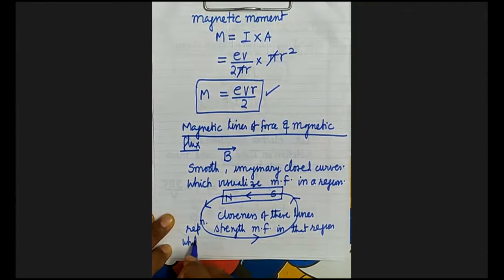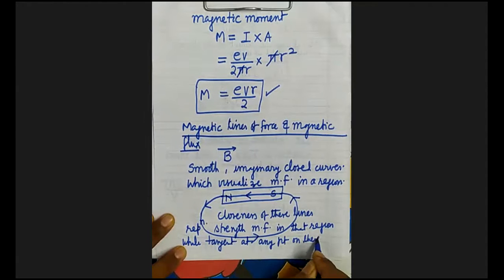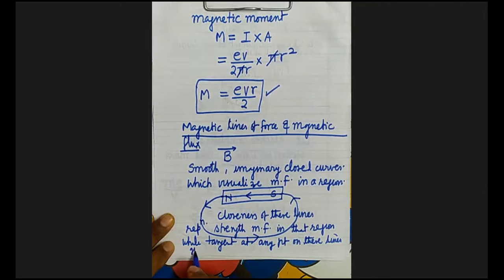While tangent at any point, tangent at any point on these lines gives direction of magnetic field.